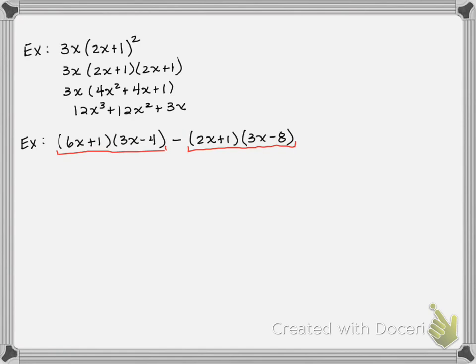So when I multiply, in parentheses, I have 18x squared minus 24x plus 3x minus 4. And then minus, and again, in parentheses, because we haven't addressed everything outside of the parentheses yet, we have 6x squared minus 16x plus 3x minus 8.